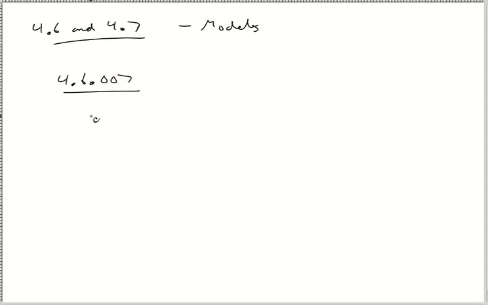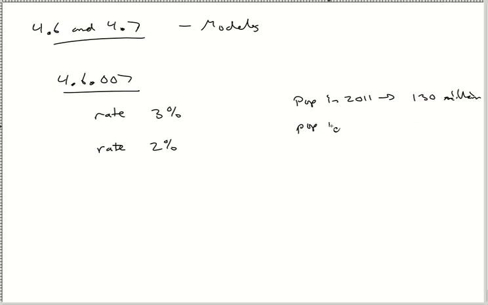4.6.7. They're talking that there's two different kinds of rates, population growth rate. So we got a rate of 3% and a rate of 2%. And they're saying that we have a population in 2011, which is 130 million. The population in 2031 is what they're looking for. They don't know what that is. So given these different rates, what would it be? And so we got t is equal to 20 here.